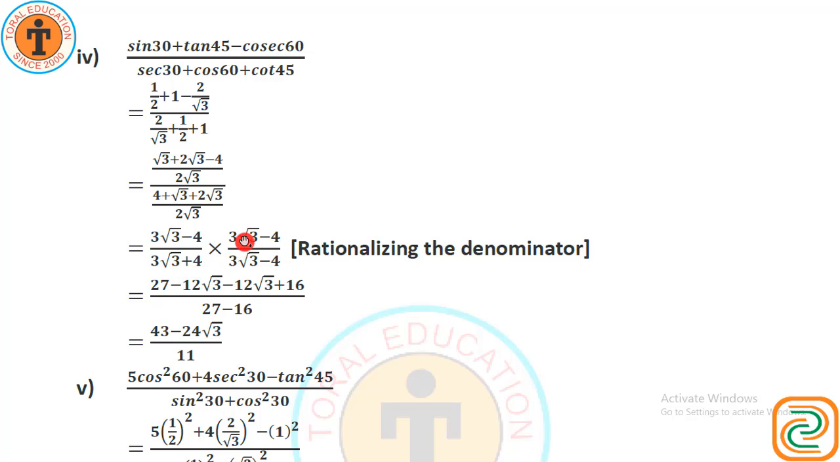And what will be here? Whole square, 3 root 3 minus 4 whole square. The expansion of whole square is like this. 3 root 3 square, that is 27, because 3 square is 9 and root 3 square is 3, 9 3s are 27. Then 2ab, that is 2 into 3 root 3 into 4. 2 3s are 6, 6 4s are 24.